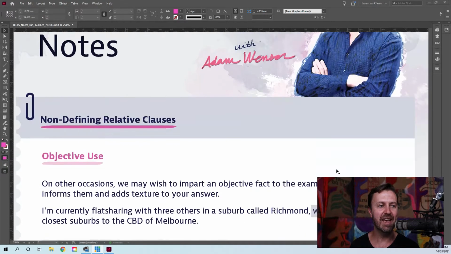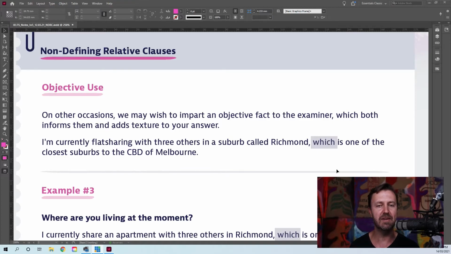Okay, underneath here, we have our objective use, which is where we're giving more of a fact to the examiner or again, to the person listening to us. Again, here we go. I'm currently flat sharing with 3 others in a suburb called Richmond, which is one of the closest suburbs to the CBD of Melbourne. Here, more fact-based, but again, the which allows us to extend that sentence, providing the person with more information.